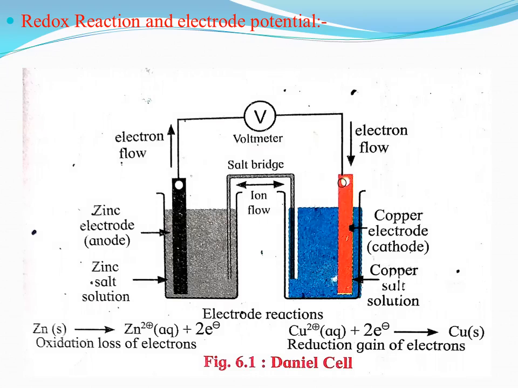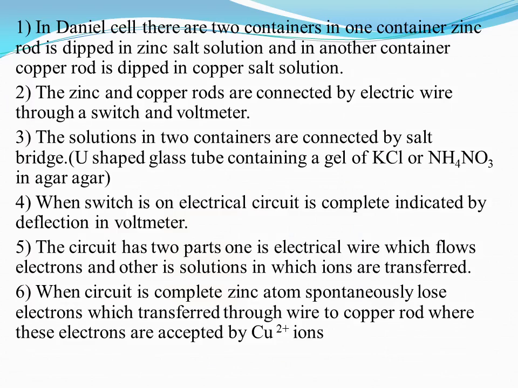Redox reaction and electrode potential. See the diagram on the screen. This is the Daniell cell in which there are two containers. In one container, zinc electrode is dipped in zinc salt solution. In another container, copper electrode is dipped in copper salt solution. These electrodes are externally joined by wire through switch and voltmeter. The solutions are connected by salt bridge. We will explain this next.